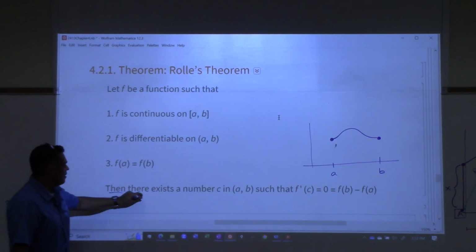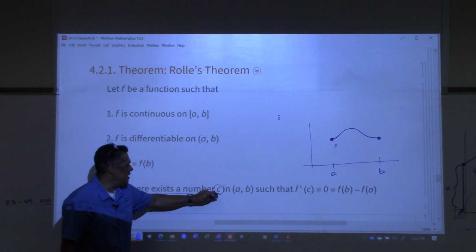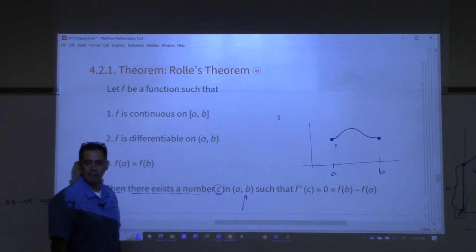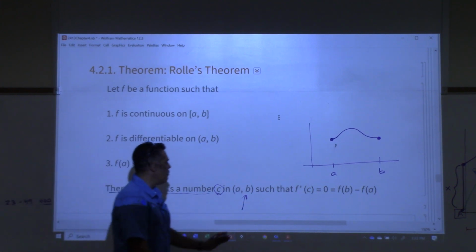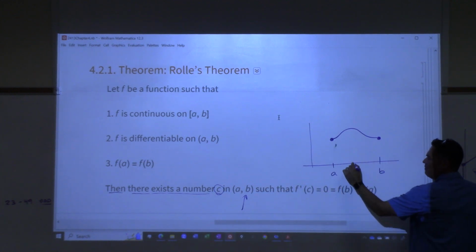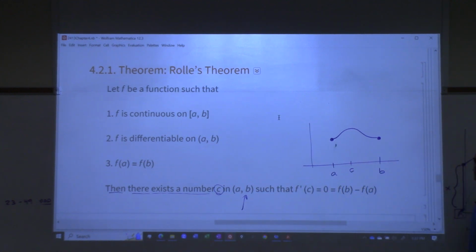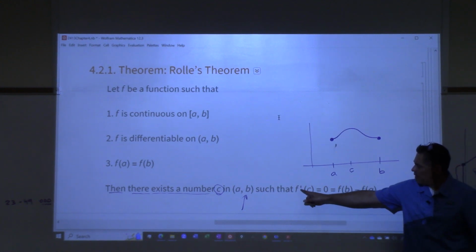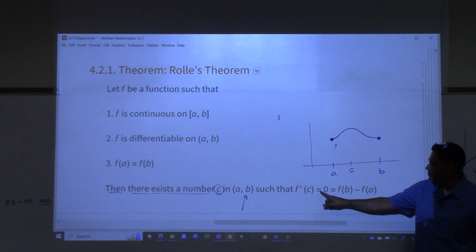Then there exists some number c somewhere in here. Okay? So it's saying that somewhere in between here and here, guaranteed there's some value c in here such that what is true? That the derivative at that point, right, is what?